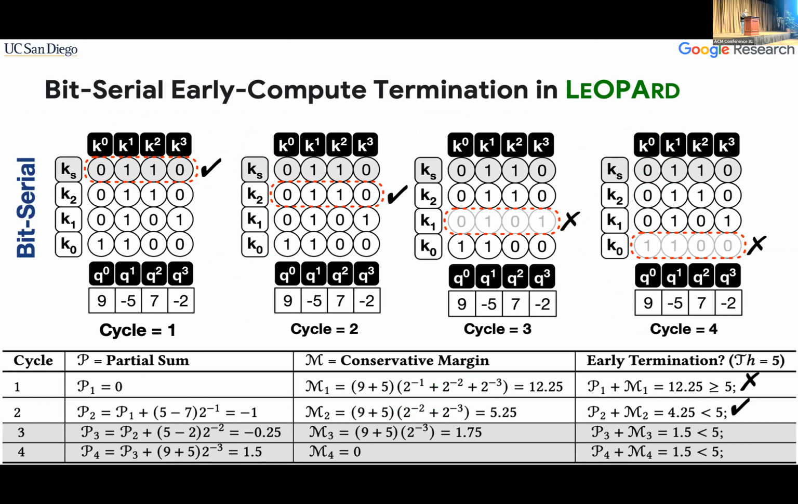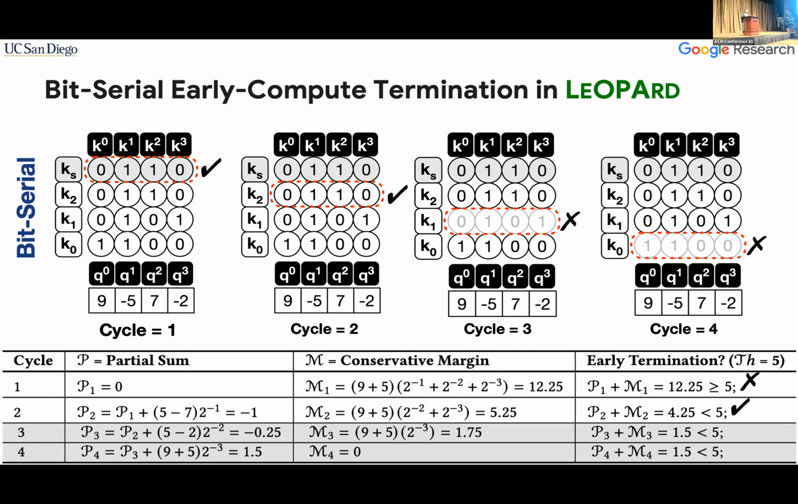Now that we have discussed our differentiable approach for pruning, let's take a look at the bit-serial early compute termination process. Remember, we mentioned that we are interested in a solution that does not impose any additional approximation, to prevent any repercussions for the model accuracy. Please bear with me with this slide. I hope I can do a good job explaining the process with an example.